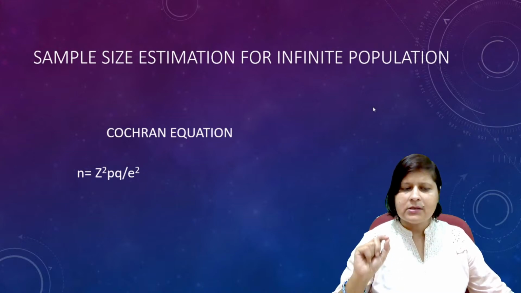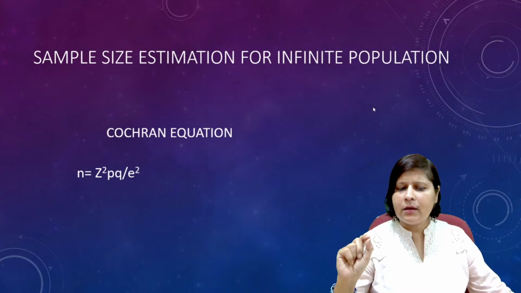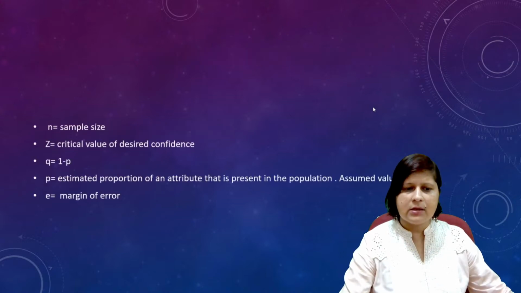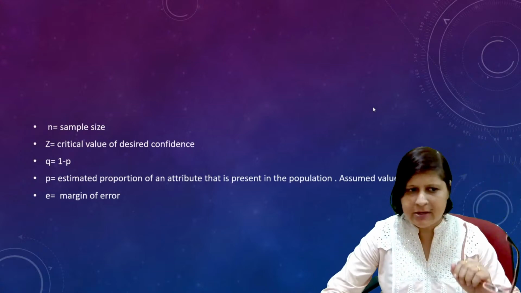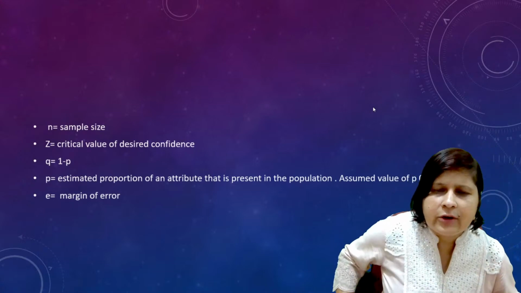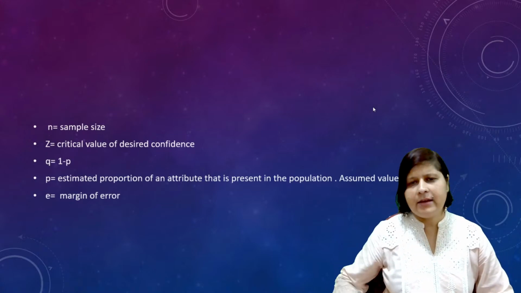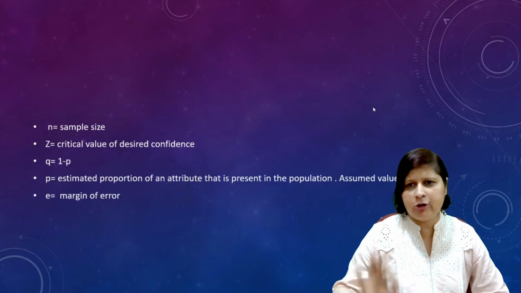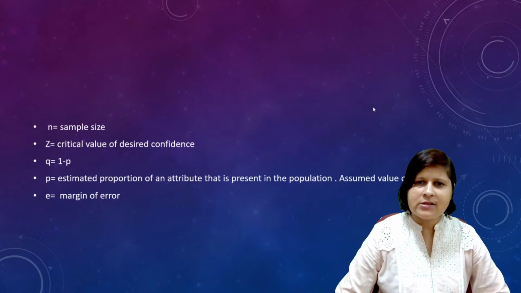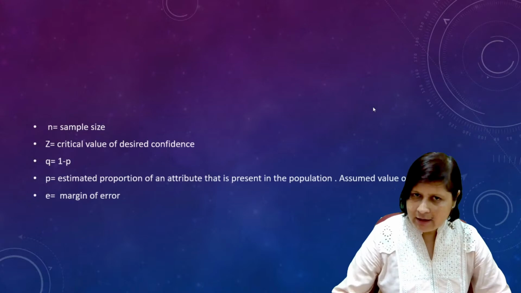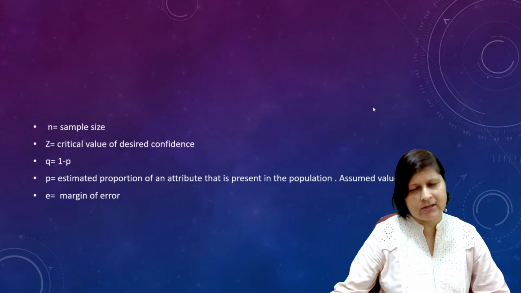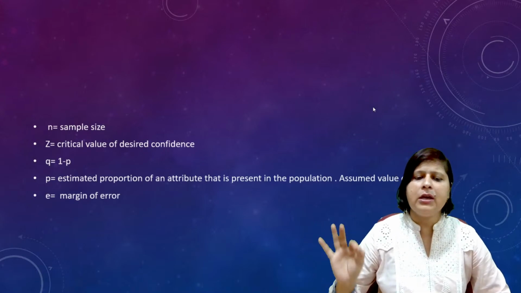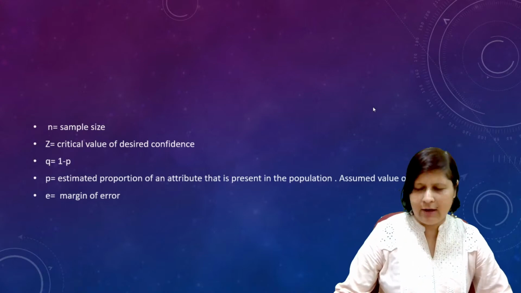This formula is: sample size n equals Z square PQ divided by E square, where E is the margin of error. What is n? Small n represents the sample size. Z stands for the critical value of the confidence level. There is a critical value for each and every confidence level. Whenever we carry out research at a 90% confidence level, at a 95% confidence level, or at a 99% confidence level, there is a critical value for each desired confidence level, right?